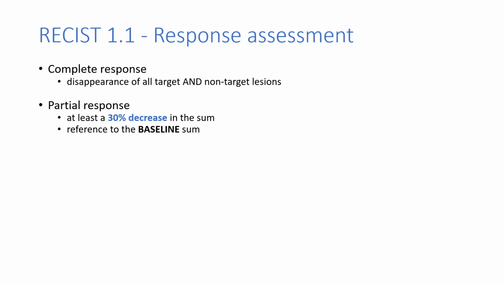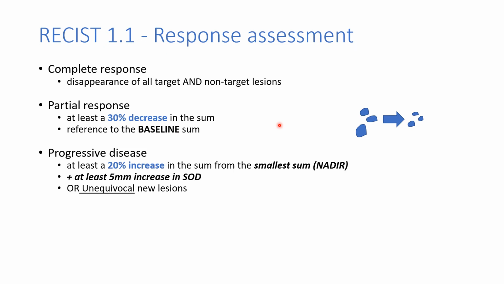So complete response is easy. That means everything that looks like cancer has disappeared on the scans, both target and non-target lesions. Partial response is where there's at least a 30% decrease in the sum of the diameters, and this is in reference to the baseline scans. Progressive disease is where there's a 20% increase in the sum of diameters, in this case from the smallest, from the nadir. So you don't compare it with the baseline.